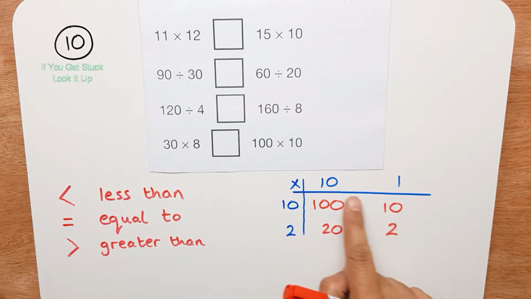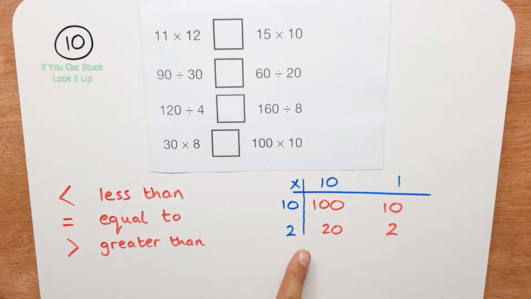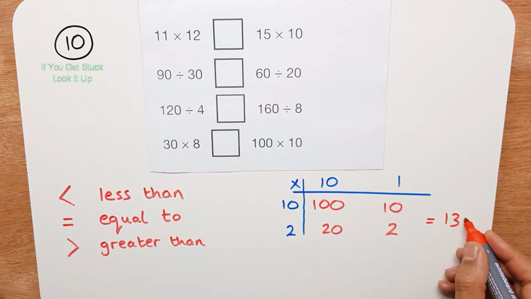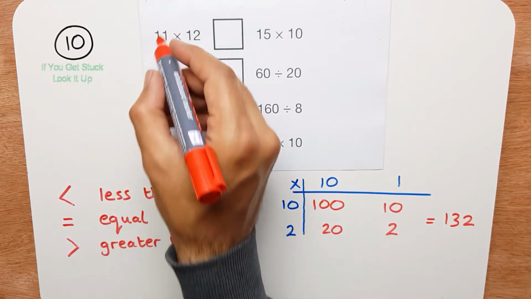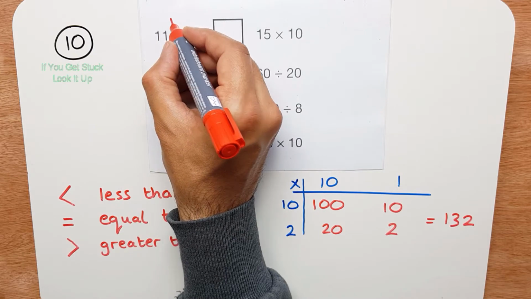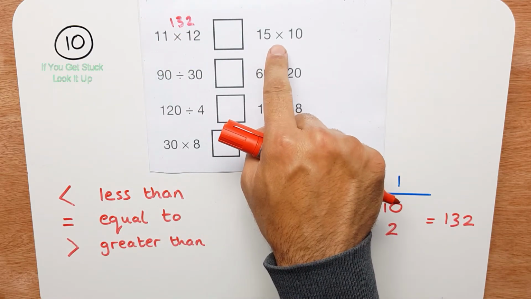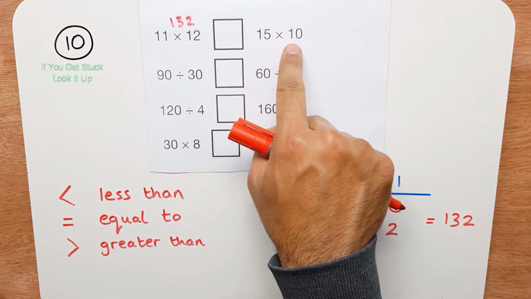Now we simply need to add these 4. And we can do that without doing column addition. So 100 add 20 is 120. Add another 10 is 130. Add 2 is 132. So all that equals 132. So what I'm going to do is write that here, 132. Now on the right hand side we have 15 times 10.